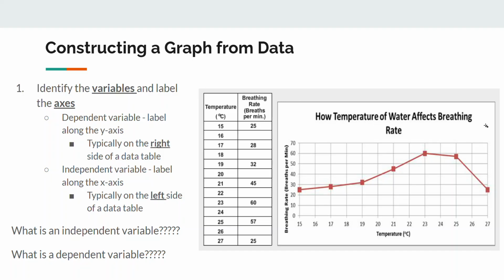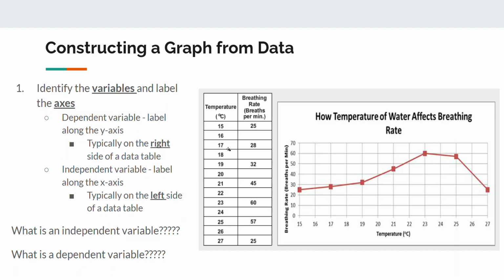So if I'm looking at this experiment here, how temperature of water affects breathing rate, what are we controlling as the scientist? Well, we are controlling the temperature. So we are playing around with different temperatures of water and we're seeing what happens to the breathing rate, okay? Typically we see that independent variable on the left side of the data table. Right here we see that is true. Now, what happens as a result of the independent variable? Well, that is the dependent variable. Typically it's on the right hand side of the data table.